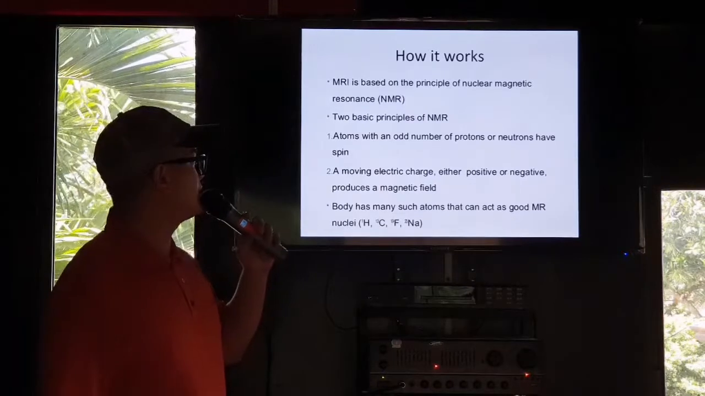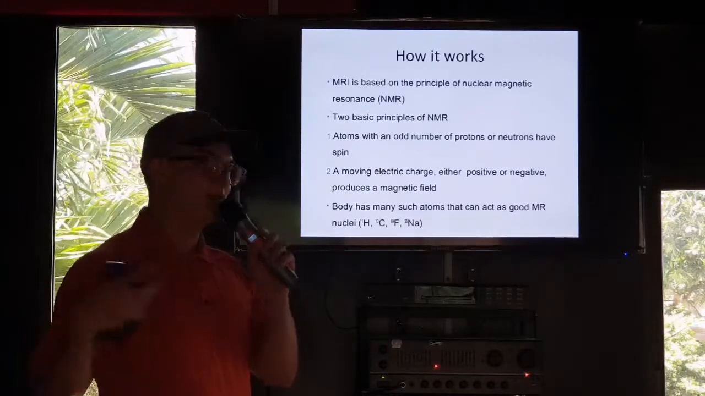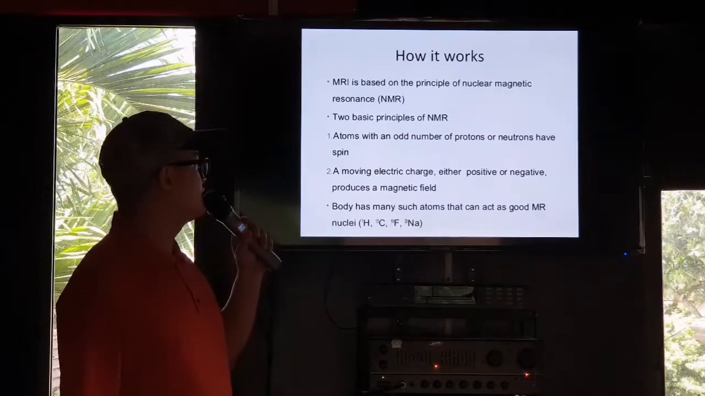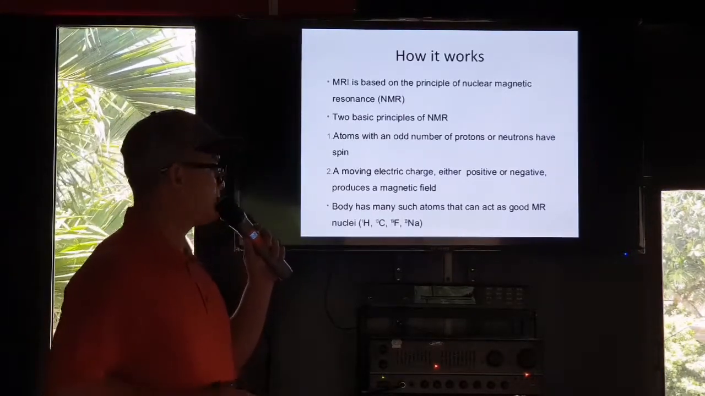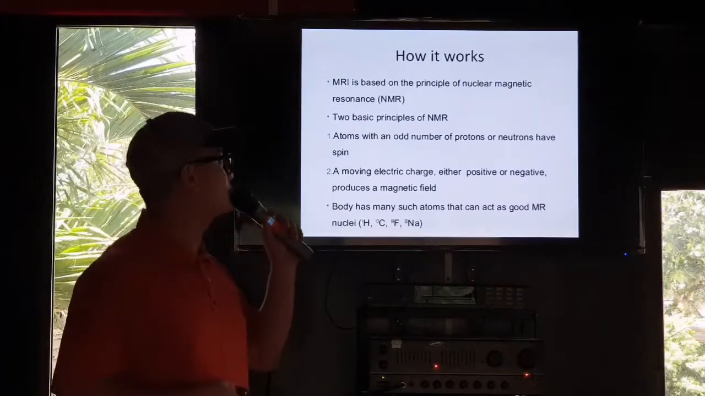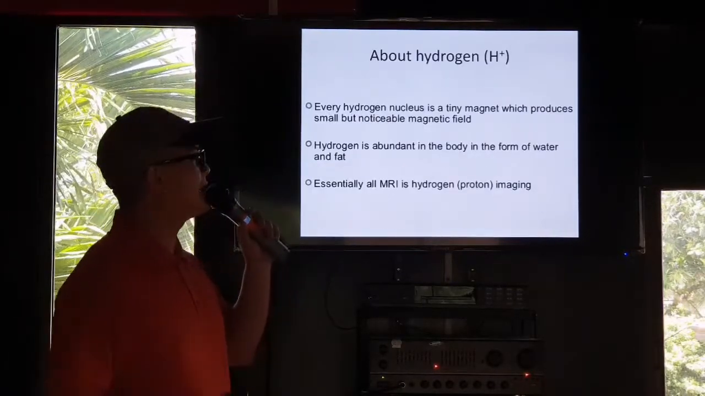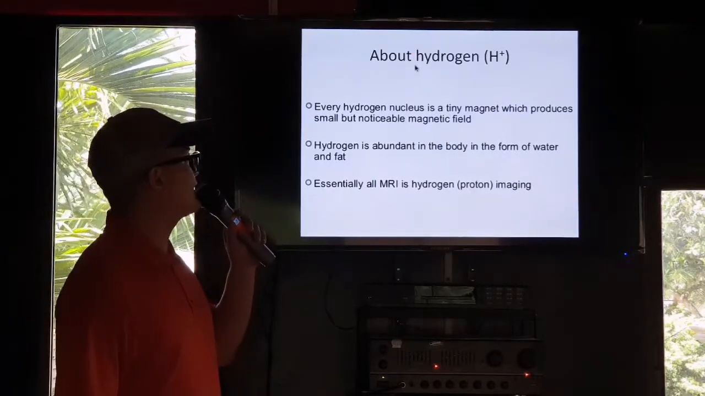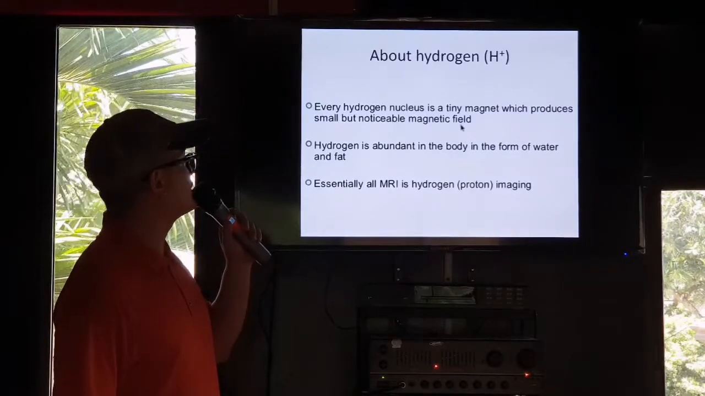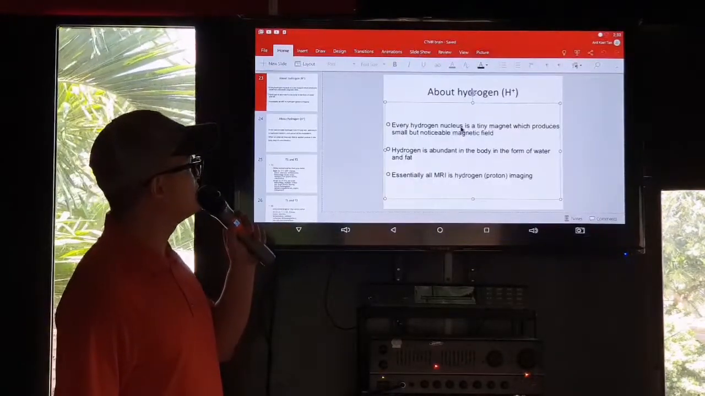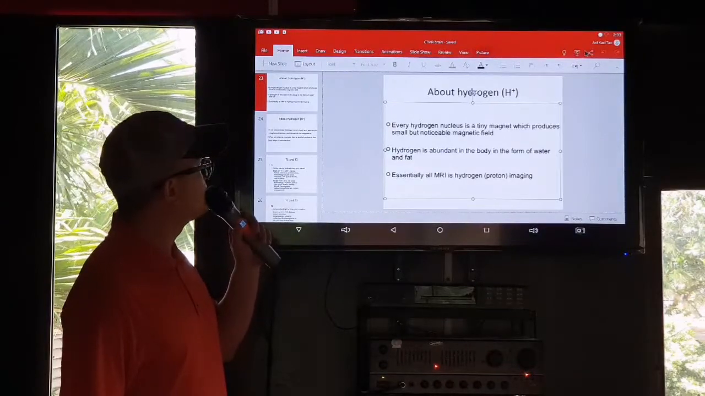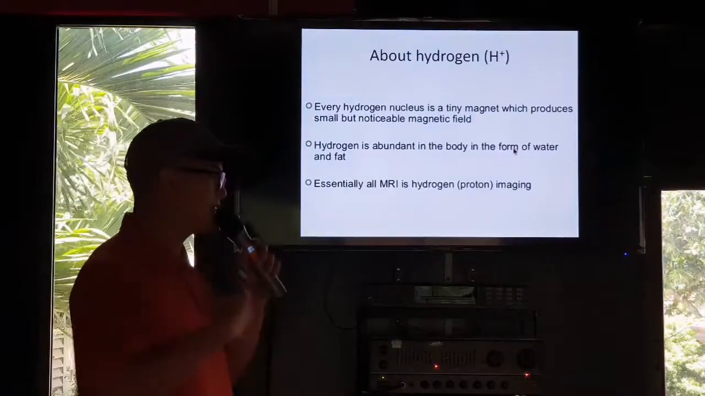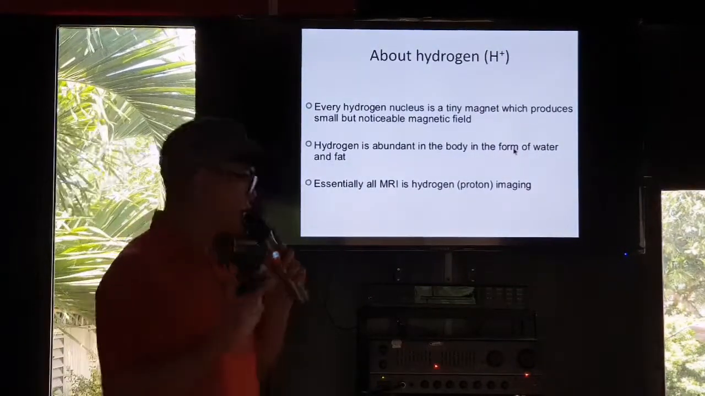Of course, atoms with an odd number of protons or neutrons spin because they're not balanced. A moving electric charge produces a magnetic field, and the body has such atoms that can act in nuclear magnetic resonance. Hydrogen is the atom that is used in the body. Each hydrogen nucleus is a tiny magnet which produces a small but noticeable magnetic field. This is the one that is read by the receiver on the MRI.